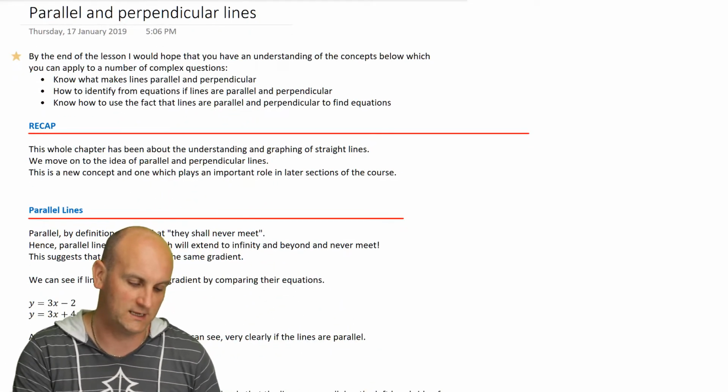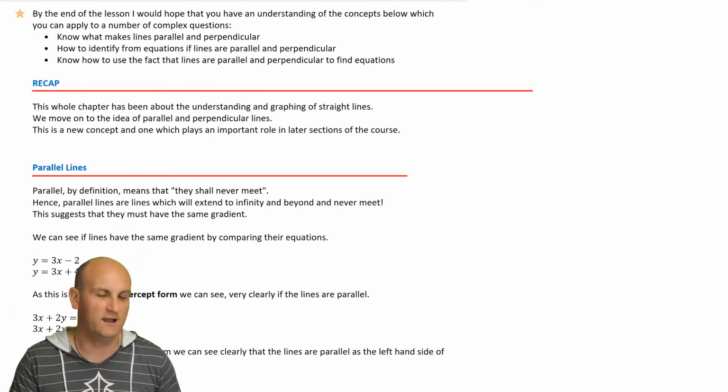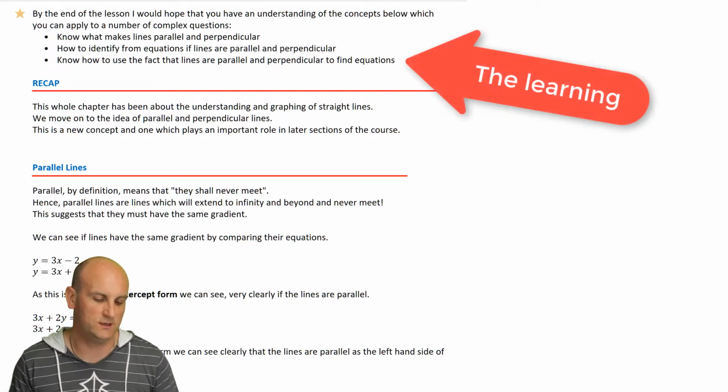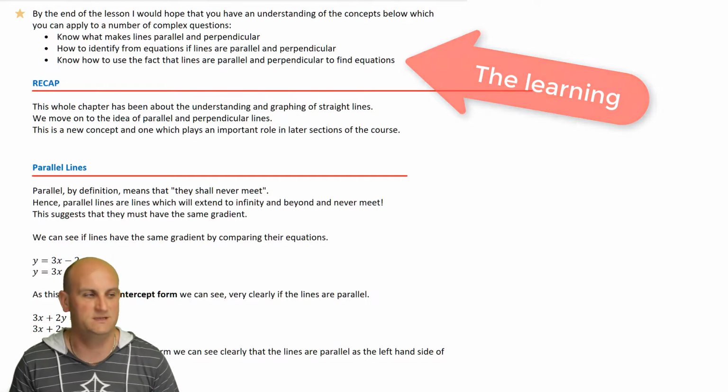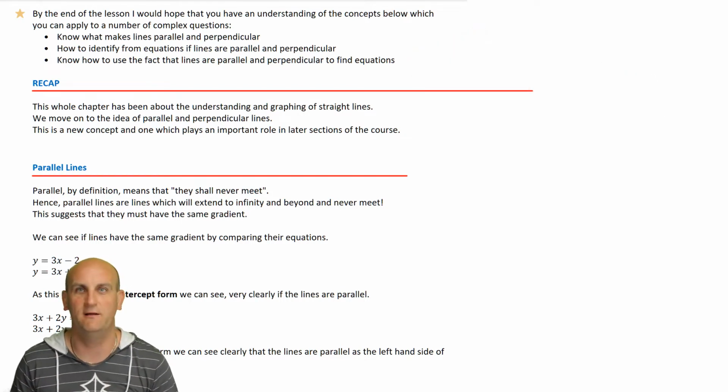Well, parallel and perpendicular lines, as it says. So above me, I have information that says, what are we going to do? Well, know what makes lines parallel and perpendicular. Know what it even means to be parallel and perpendicular.